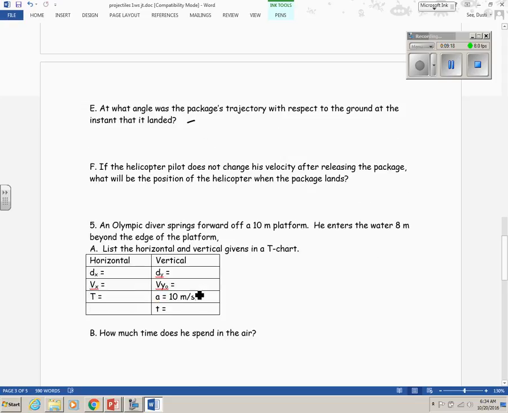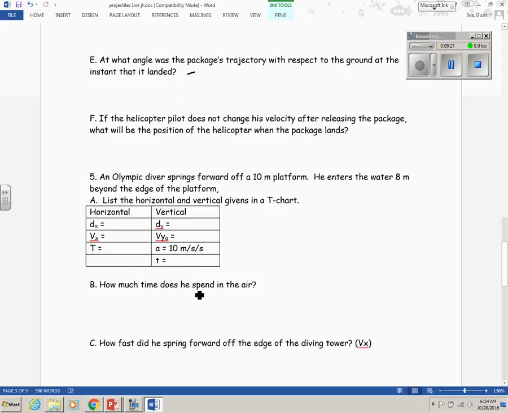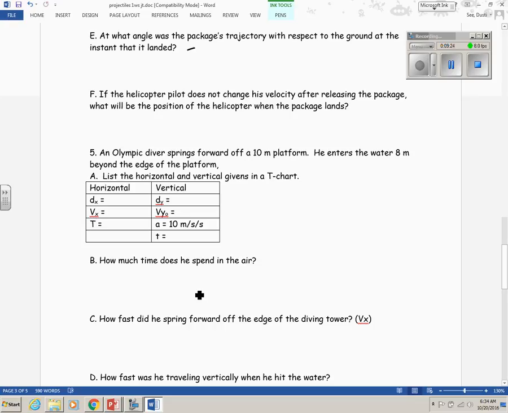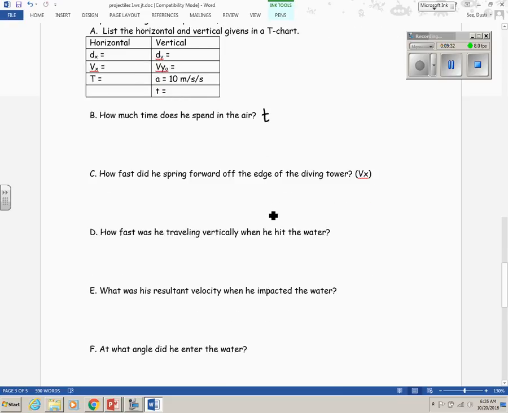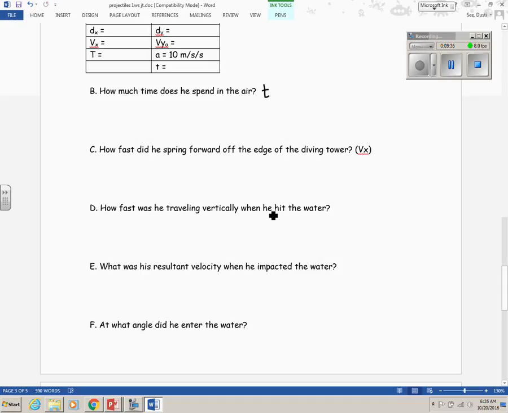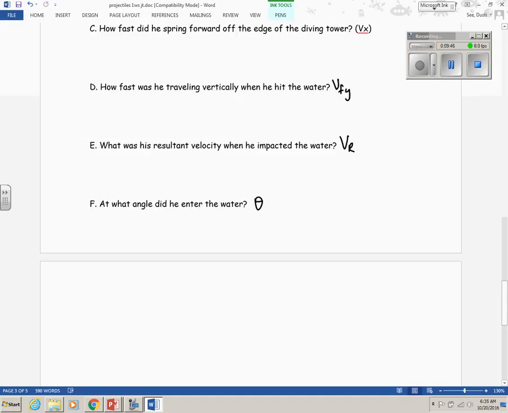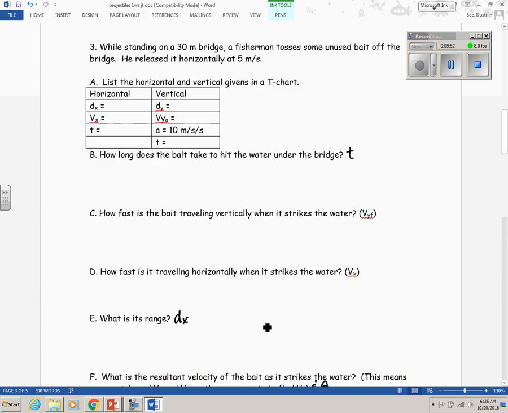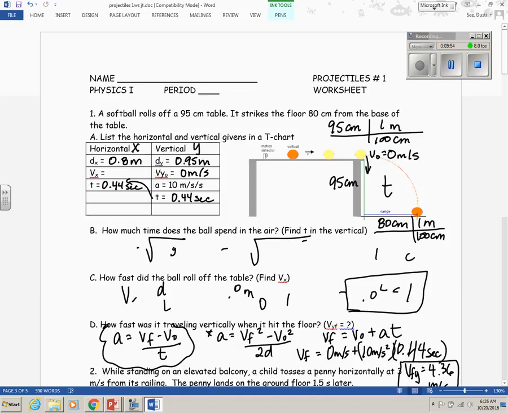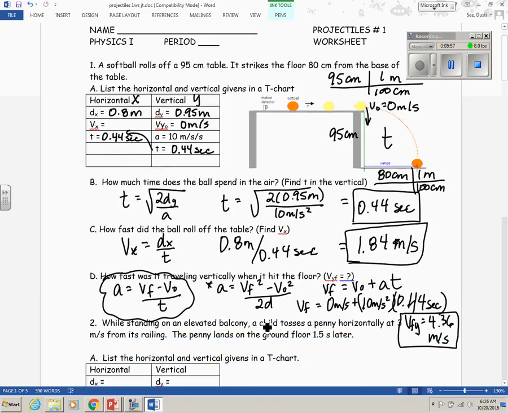All right. On number 5, again, it's a springboard. And so fill out your T-chart. How much time? So t, again, find it vertically. How fast? vx. How fast does he hit vertically? So then that's going to be my vfy. What's the resultant? vr. And what's your theta? Okay, so all of this is the same type of problem each time. You just got to work your way through. Again, any of this needs to be paused so you can get this down. Just have the sub pause it, and you guys can work through it. Have fun.